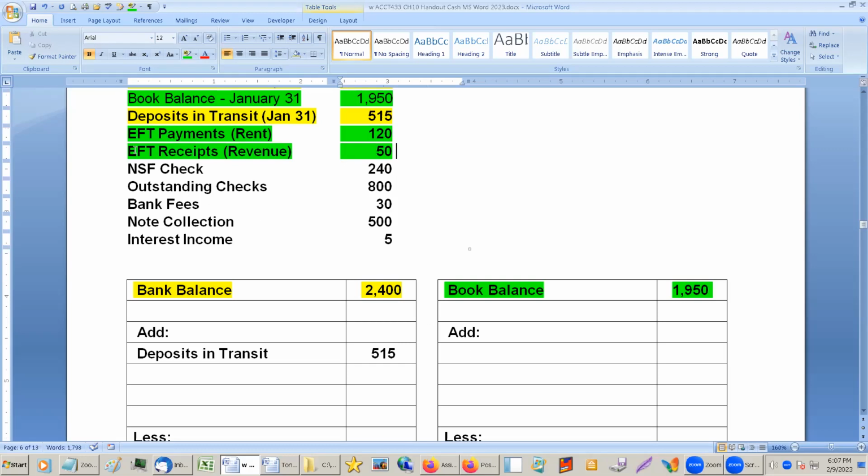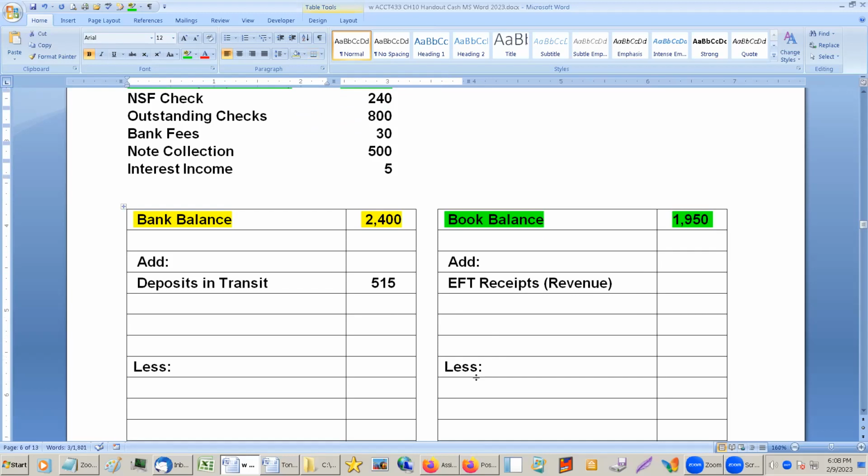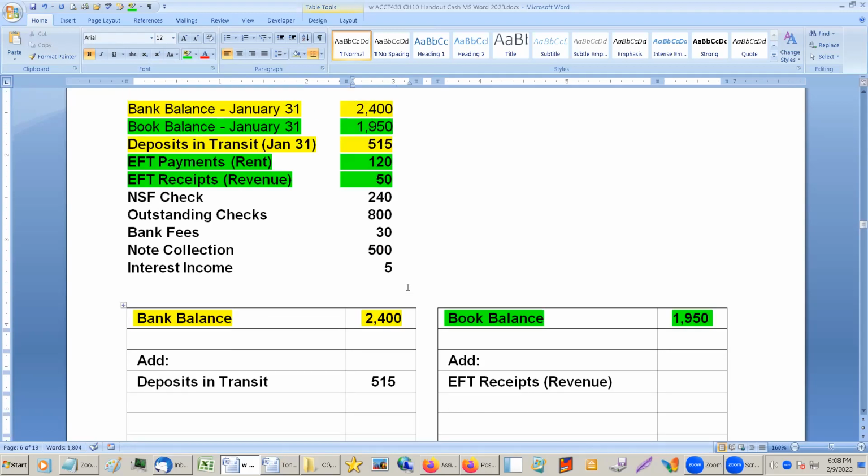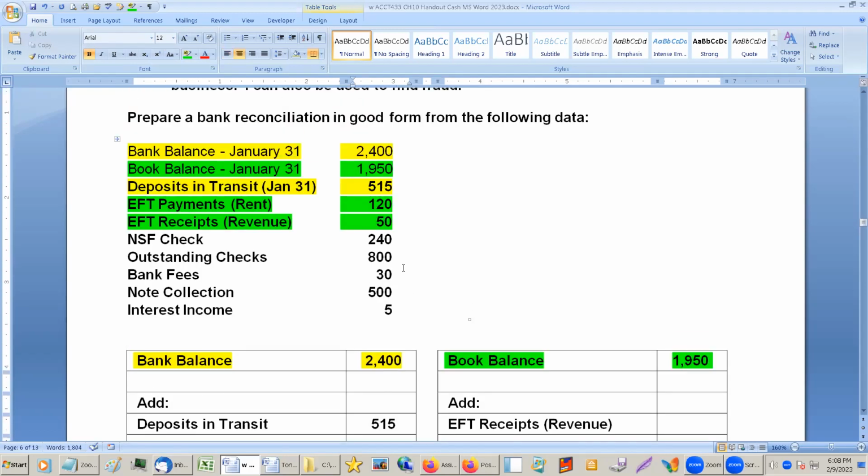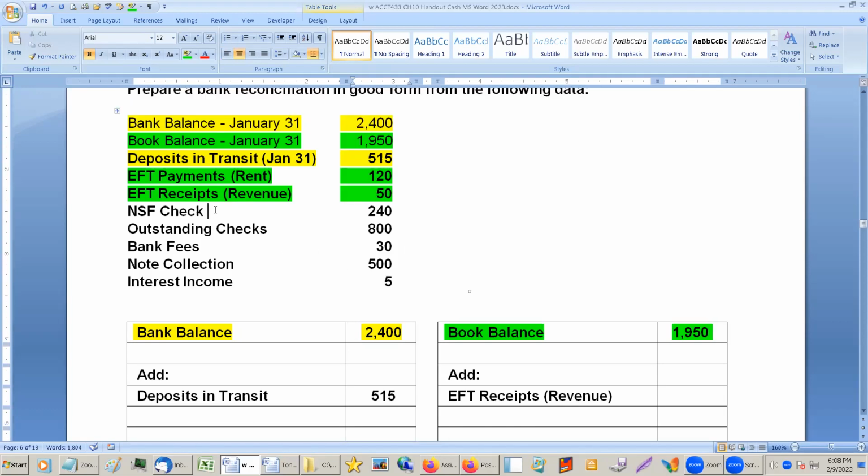Okay, so let's see. The EFT receipts, kind of a revenue account. It's going to be annoying if I keep doing it all. And the payments are obviously going to be. Okay. NSF check. Now this is a customer's check. This isn't our check. We didn't write this check. This is a customer's check.